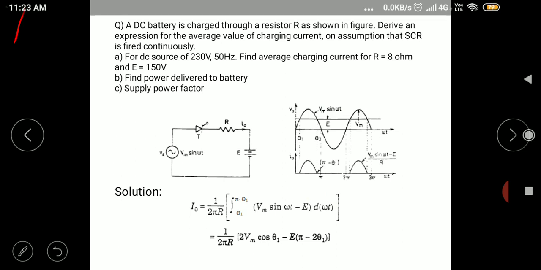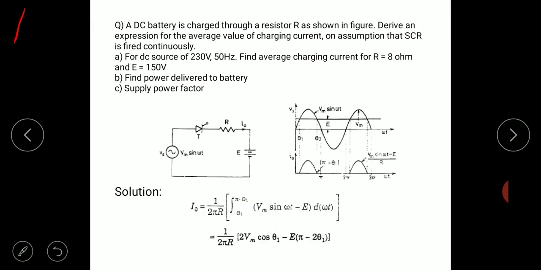Now there is a question for you. The question is that a DC battery is charged through resistor R as shown in figure. This is the figure in which we have to determine average value of charging current, that is I naught current, and we have to determine these three things: average charging current I naught, power delivered to battery, and supply power factor.